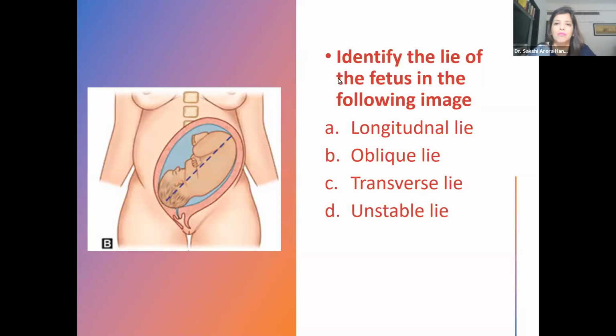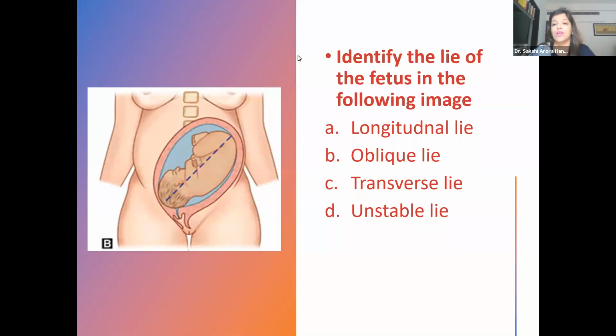So here in the image, you have to identify the lie of the fetus. The options given are option A, longitudinal lie, option B, oblique lie, option C, transverse lie, and option D, unstable lie. So what is your answer over here? Most of you, if you've attended, know the answer. If not, then there will be a difficulty. I'll deal with this question very quickly because that day I had explained it in detail.